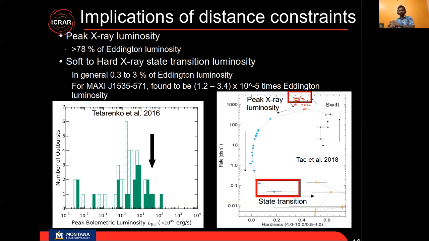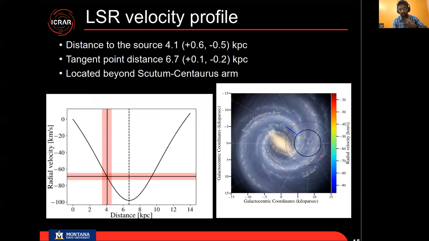So this is something very interesting about these distance constraints. It means if we don't have the distance constraint, we cannot have any idea about the behavior of the source. Now further, our distance constraints are used by other studies to calculate various physical parameters of the jet. Can you change slide? Yeah, next one.